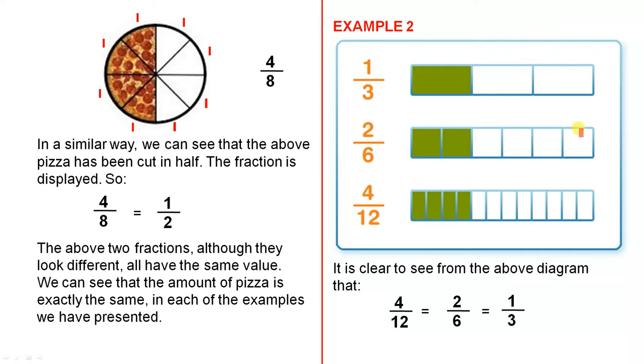Example 2. Let's look at this bar here. It's like a rectangle, if you like. Here it's been divided into 3 parts, here it's been divided into 6 parts, and here it's been divided into 12 parts. It is clear to see from the above diagram that 4 over 12, which is this part here, see, 1, 2, 3, 4 out of a total of 12, equals 2 over 6, 1, 2 out of a total of 6, equals 1 over 3, 1 out of a total of 3. So we can see that we have 4 over 12, which is the same as 2 over 6, but the simplest form of the fraction is 1 over 3.